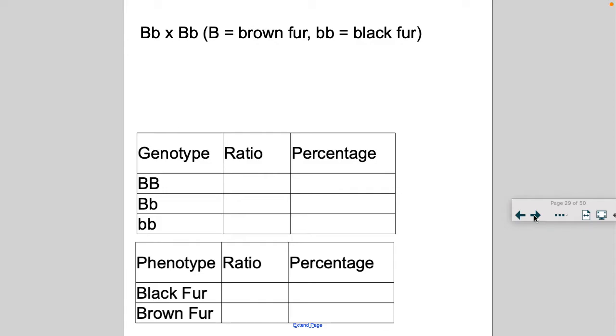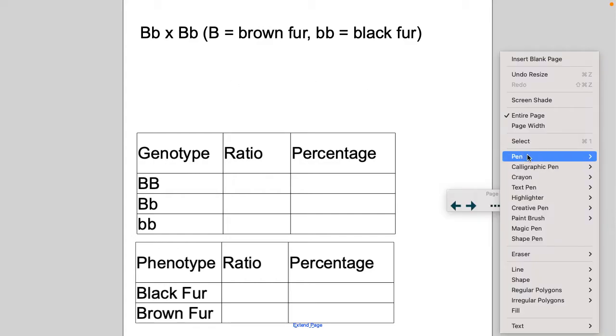Okay, let's take a look at another example here. Big B, little b, cross with big B, little b. Big B stands for brown fur. Little b is black fur. Okay, so we gotta make a Punnett square. Let me get a pen.